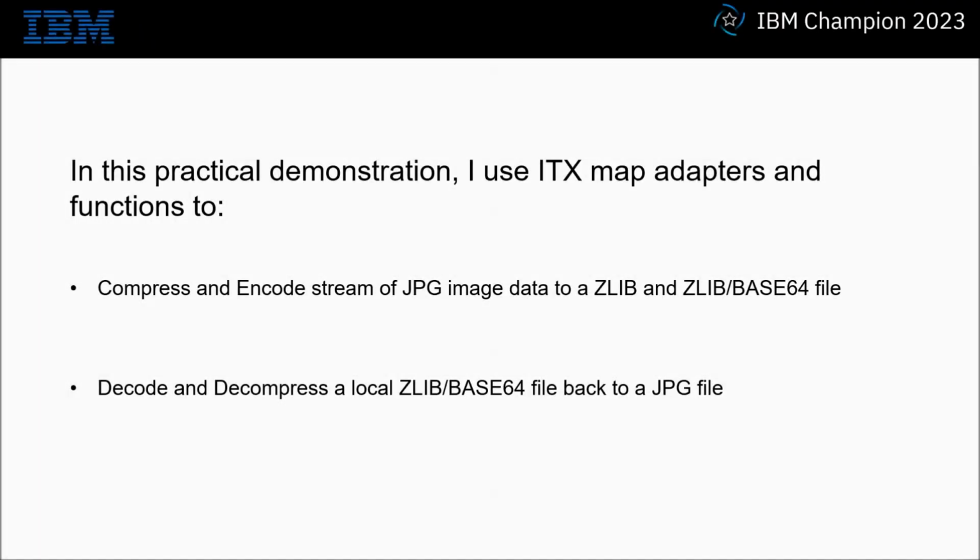In this two-part practical demonstration, I'm going to use ITX map adapters and functions to compress and encode a stream of JPEG image data to ZLIB and then ZLIB BASE64, then decode and decompress local ZLIB BASE64 data back to a JPEG file.